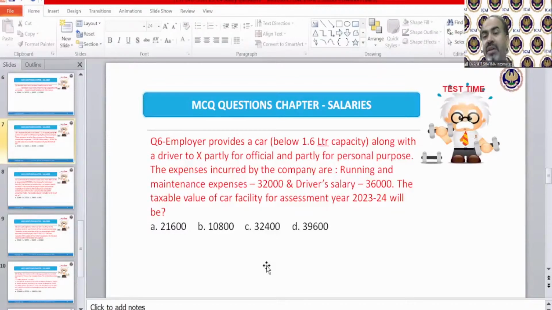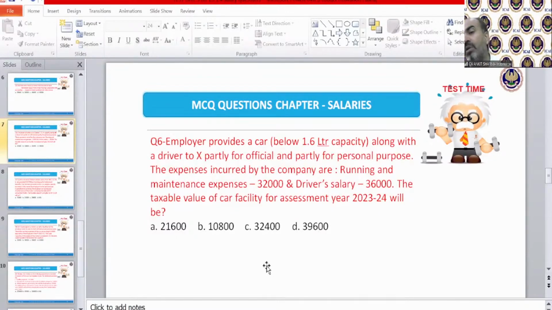So which case in this question falls? It is in the last case. Car employer, expenses employer, used for both purposes with driver. Now you know how much we need to tax. There's a fixed limit of what we need to tax. The maintenance expenses and driver salary are irrelevant. We need not do anything with that.